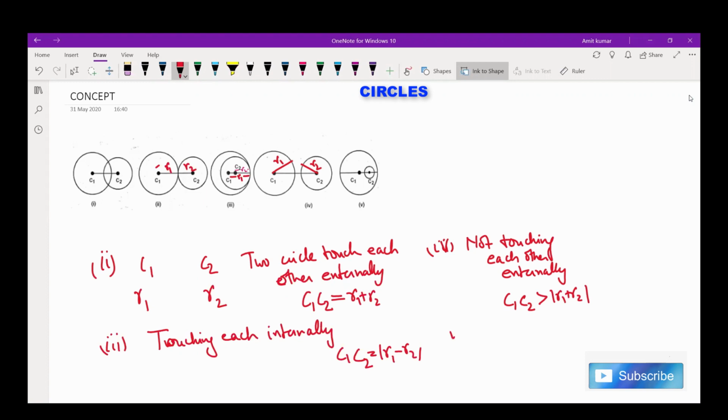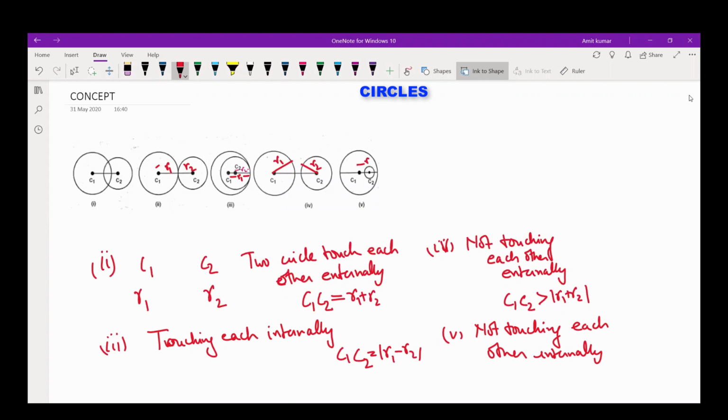Similarly, in the fifth case, what I get, these two circles are not touching each other internally. So from the diagram, I can find out that this is R1 and this is R2. So from the diagram, what we get is that the distance between C1 and C2 is very small, even less than mod of R1 minus R2.